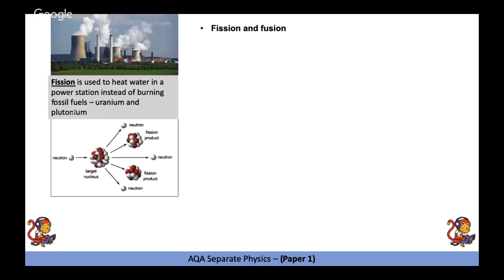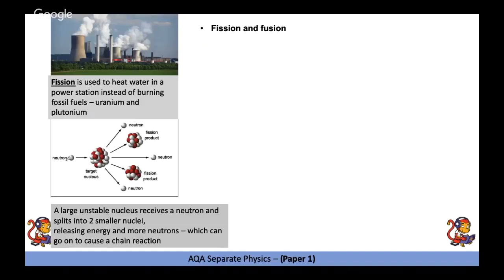Now, a little bit more about fission then. So what exactly is fission? Well, you're going to see that a large unstable nucleus, here's my target nucleus, it's large. You must refer to it as a nucleus. It receives a neutron. Okay, when it receives a neutron, it becomes unstable, like we've seen before. When it splits into two smaller nuclei, again, making sure to refer to nuclei, it splits into these two smaller nuclei and also releasing more neutrons.